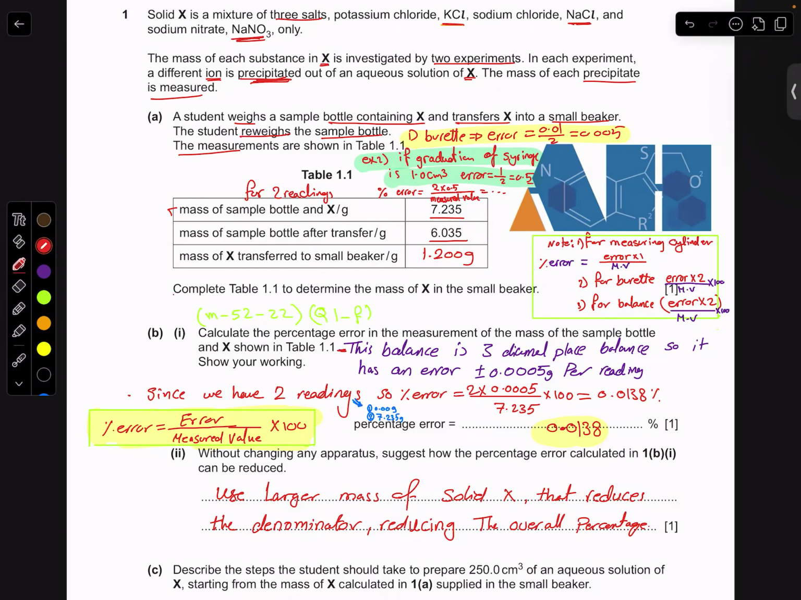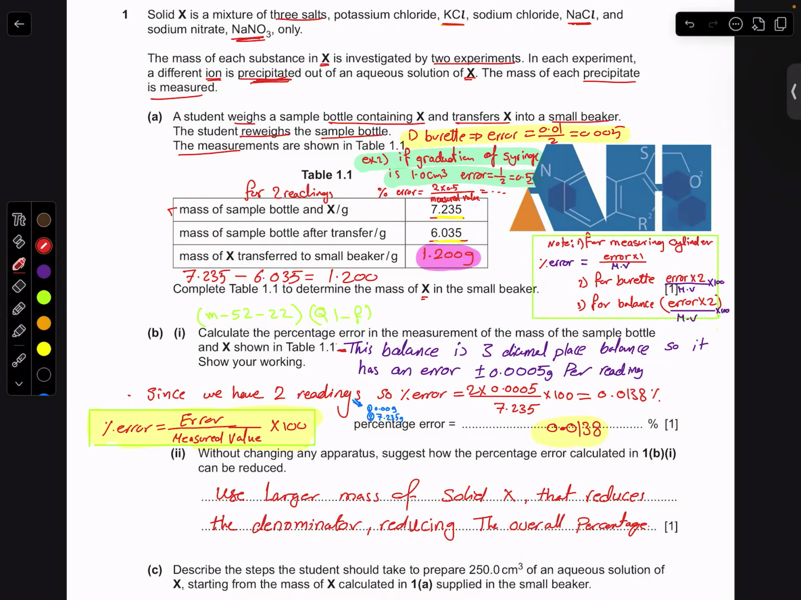Question number 1, complete table 1.1 to determine the mass of X in a small beaker. It's very simple to get the mass of sample X. Just subtract the second reading from the first one. So the mass of sample X equals 7.235 minus 6.035, which equals 1.200. So this is the mass of the sample X, 1.2.